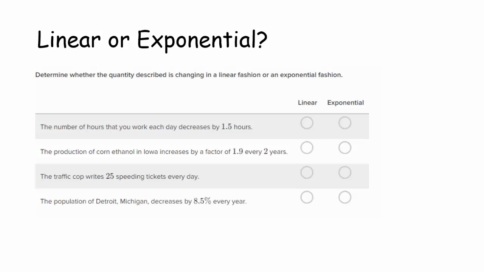So the number of hours that you work each day decreases by 1.5 hours. So that is a constant rate of change. Every day you work 1.5 hours less. That's linear. The production of corn ethanol in Iowa increases by a factor of 1.9 every 2 years. So that means your years go up by 2, and you're going to multiply your output by 1.9. So you're increasing by a constant factor, but that means that the rate of change is going to be increasing over time. It's not a constant rate of change. Be exponential.